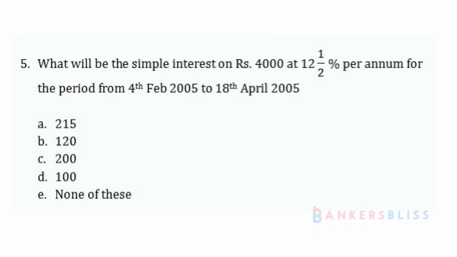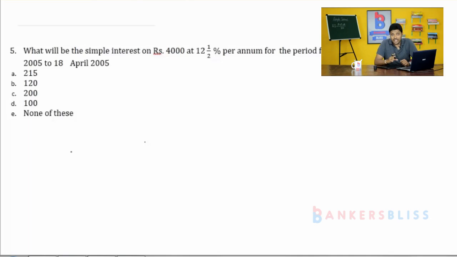Come to problem number 5. What will be the simple interest on rupees 4,000 at 12.5% per annum for the period from 4 February 2005 to 18 April 2005? Here they have given the number of days, but indirectly. We have to convert this time period into number of days, and the rate percent is 12.5 per annum, and the principal amount they have given. So here it is best to use the formula instead of going to the shortcut.